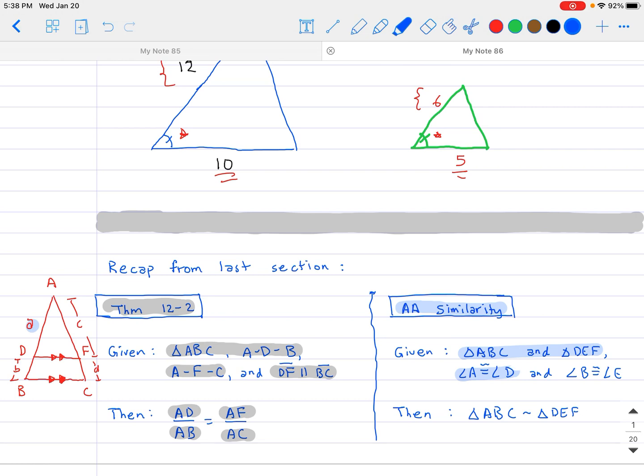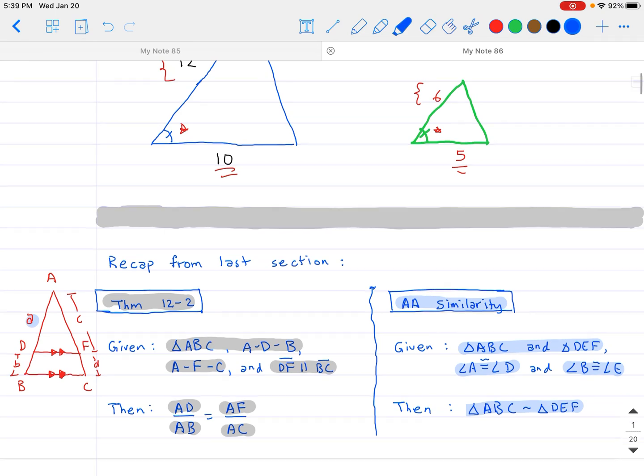is equal to, or congruent to, another angle in the other triangle, and then you also have another angle that's congruent to another angle in the other triangle, then the conclusion is that those two triangles are going to be similar to each other. So we literally just used theorem 12-1 to prove the AA similarity, and that AA similarity is the main thing that we want to get out of it.